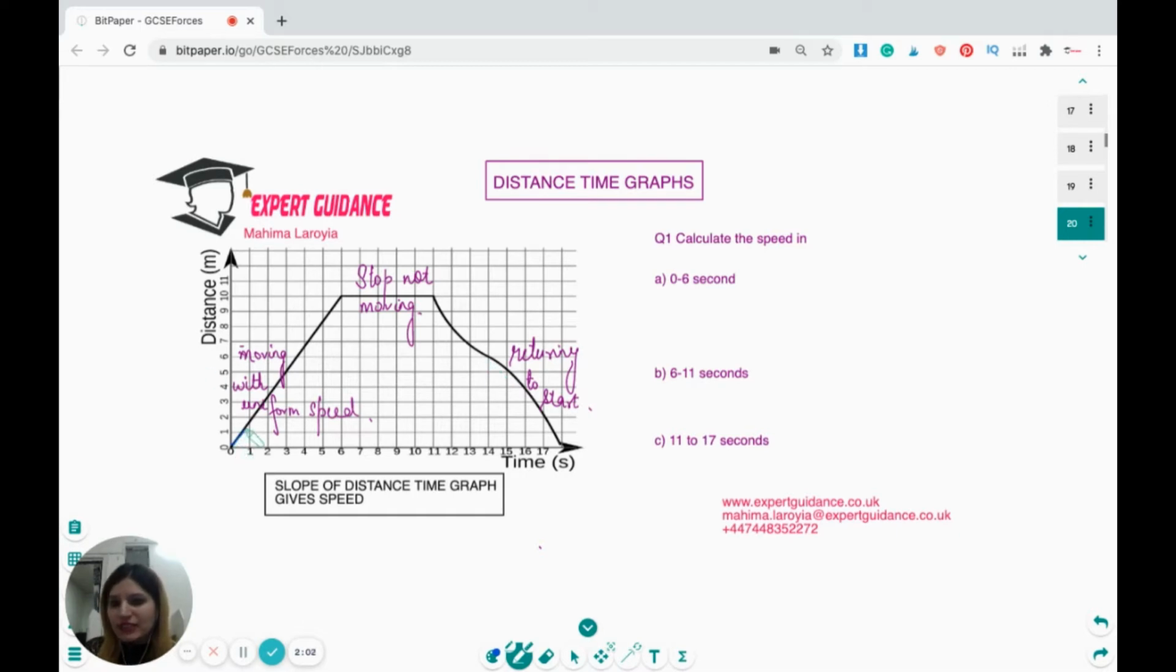Now, if the distance time graph gives a straight line passing through the origin, it means that the object is covering equal distance in equal time, so it is moving with a uniform speed. If the distance covered, so you can see at this part, remains the same, it's not changing with a change in time, it means that the object is not moving, it is at rest. But if the distance is decreasing with time, it means it is returning to the start.